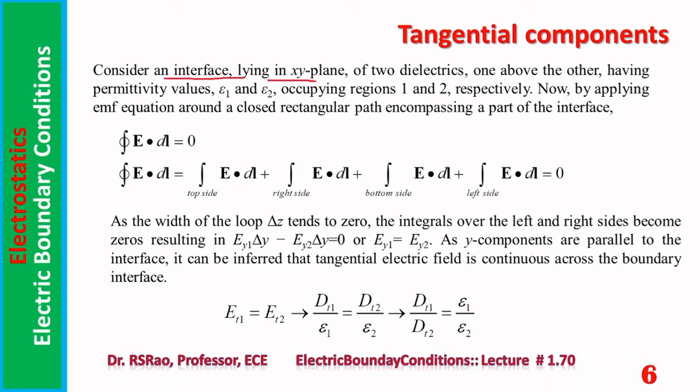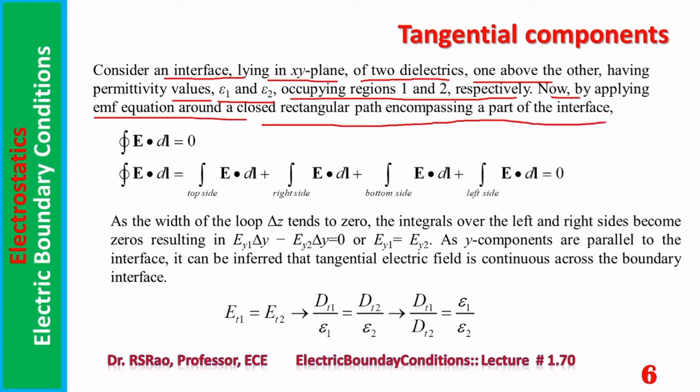Consider an interface lying in the xy plane of two dielectrics, one above the other, having permittivity values epsilon 1 and epsilon 2, occupying regions 1 and 2 respectively. Now, applying the EMF equation around a closed rectangular path encompassing a part of the interface, the closed line integral of E dot dl becomes 0. You have to perform integration over the top side, right side, bottom side, and left side, and it is equal to 0. As the width of the loop delta z tends to 0, the integrals over the left and right sides become 0, so it results in Ey1 delta y minus Ey2 delta y equal to 0. Therefore Ey1 equals Ey2.